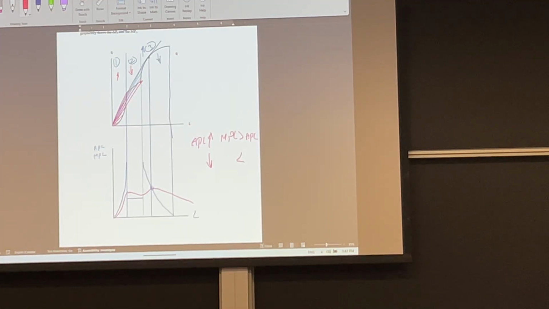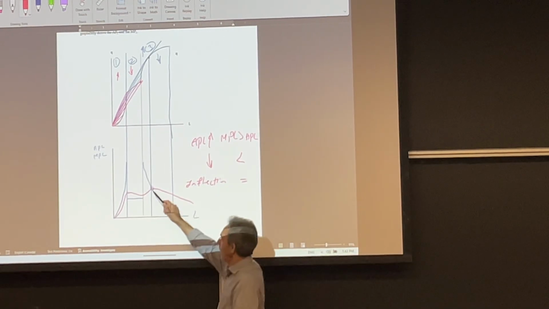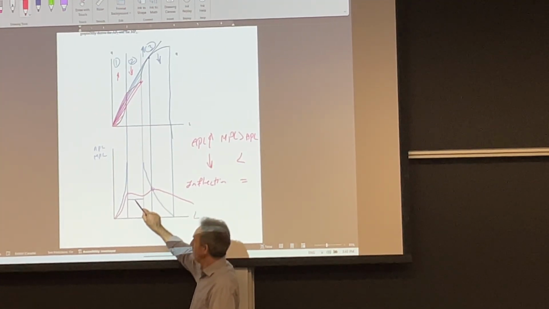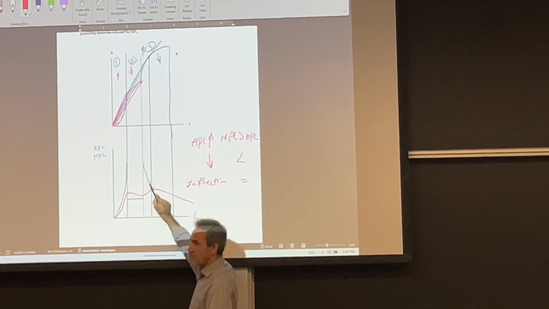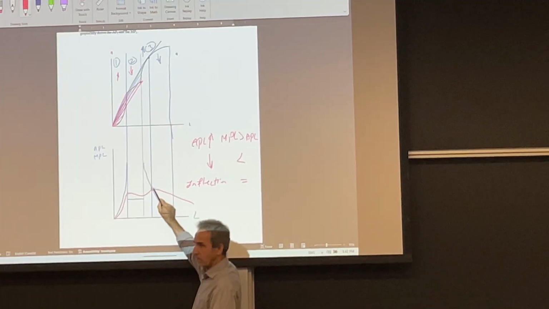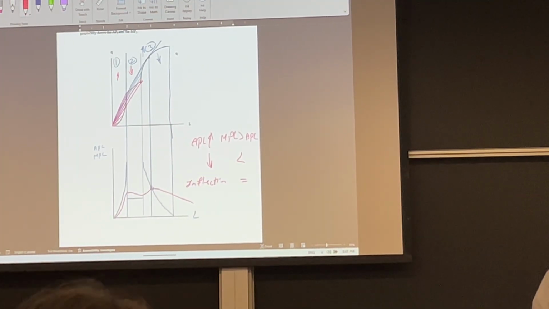At the inflection, the two are the same. That's the inflection. When it's rising, it's higher. When it's falling, it's lower. Rising, higher. Falling, lower. When it inflects, it's equal. That is the APL graph. Does it make sense?